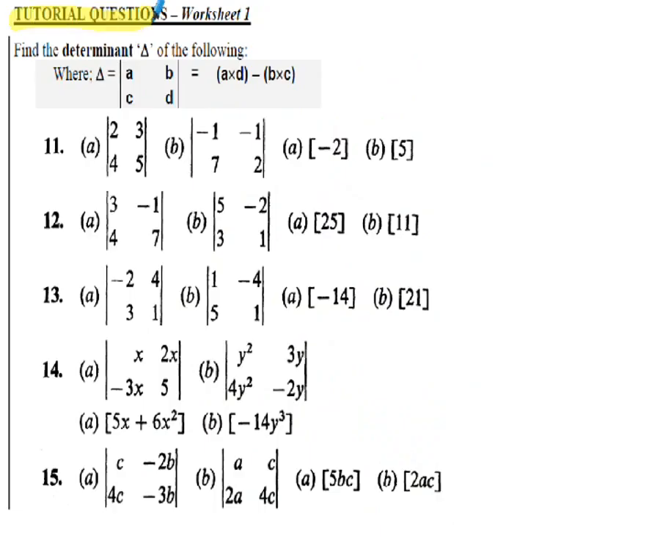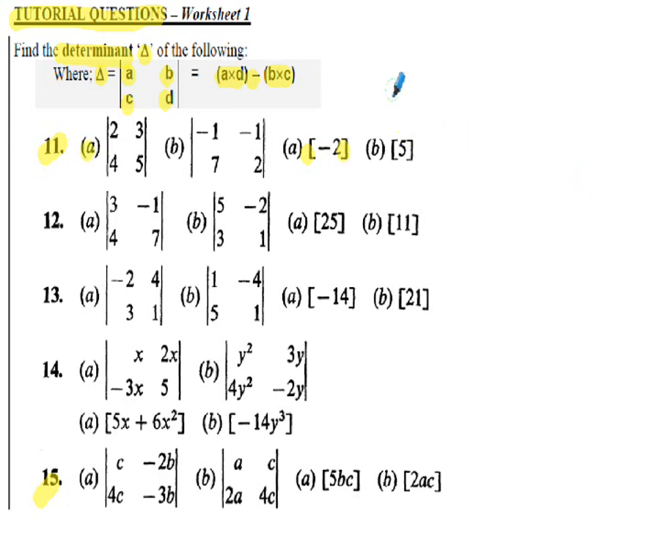Here are some tutorial questions related to calculating the determinant delta. From the previous slide, delta of a determinant having elements A, B, C and D is calculated by element A multiplied by D, and then we subtract from that element B multiplied by C. Here are some questions 1 through to 15. I would encourage you to attempt these questions and calculate the determinant. The answers are shown in the square brackets on the right hand side.